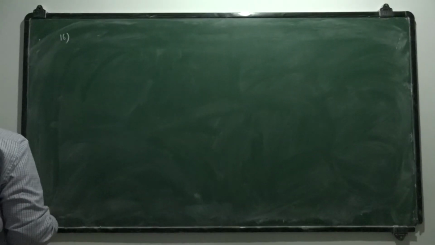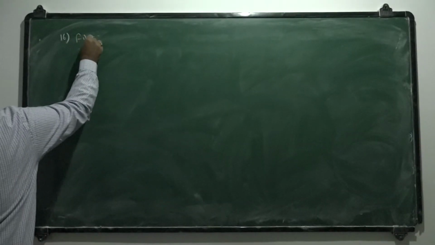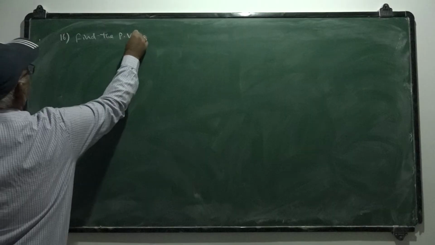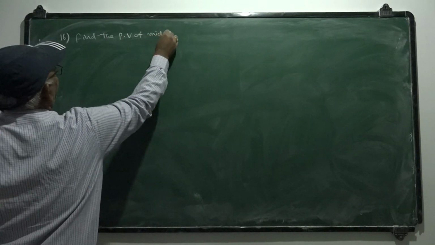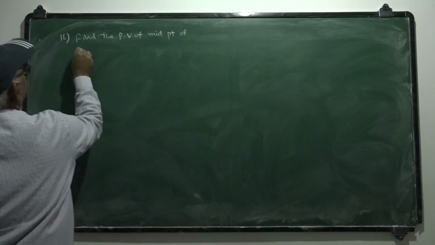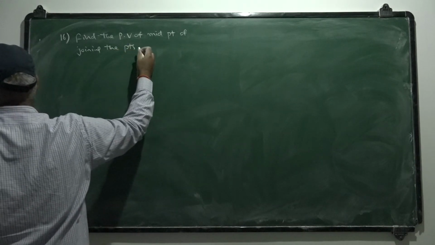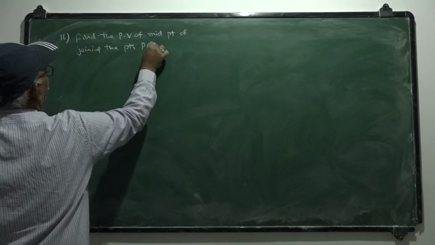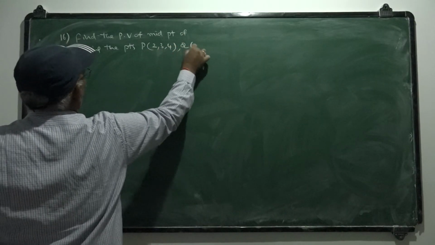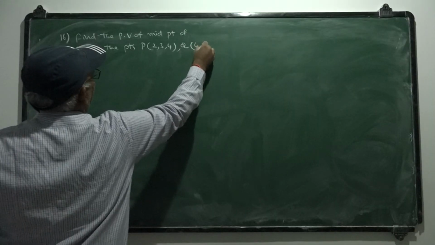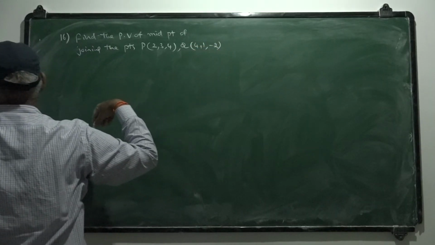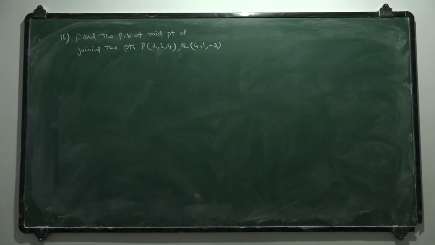Sixteenth problem. Find the position vector of the midpoint of the vector joining the points P(2, 3, 4) and Q(4, 1, minus 2). Find the position vector of the midpoint of the line joining the points P and Q.